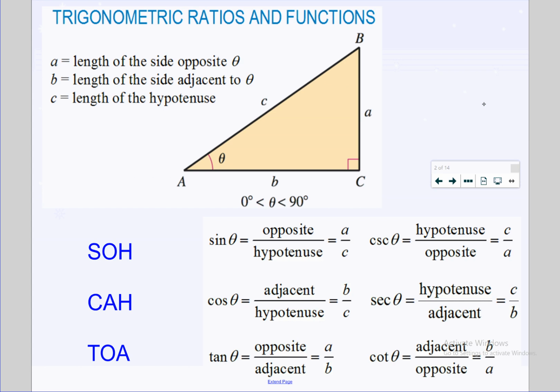Then we look at sine, cosine, and tangent. So what you have here is kind of like the wordy version of it, the opposite side over the hypotenuse, and then the labeled side, A over C. That's where the SOH part comes from, sine is opposite over hypotenuse. So that's how we remember it. Cosine is adjacent over hypotenuse. Tangent is opposite over adjacent.